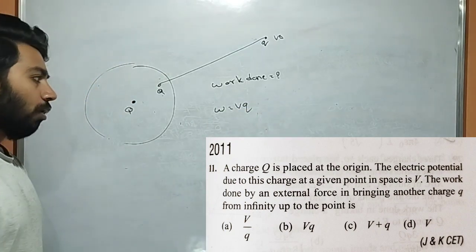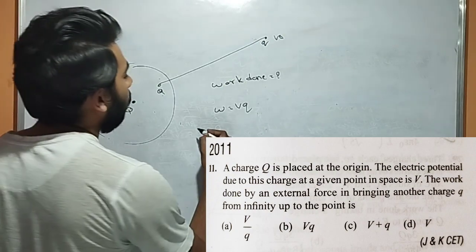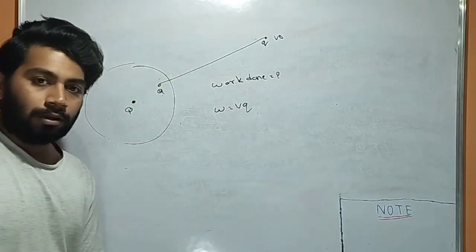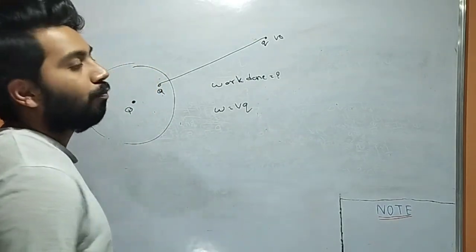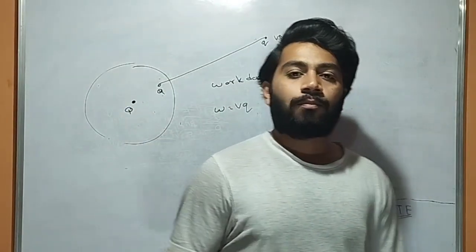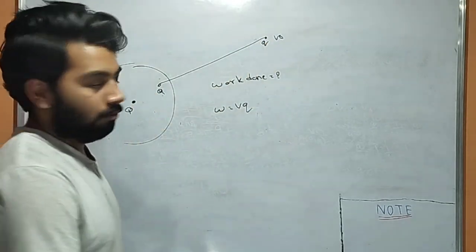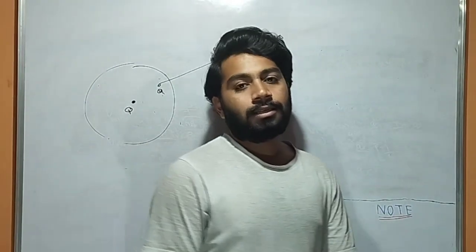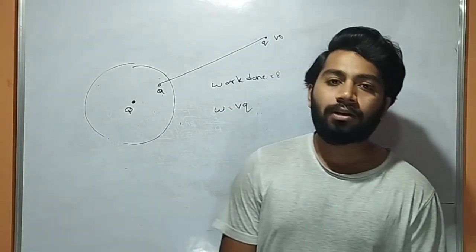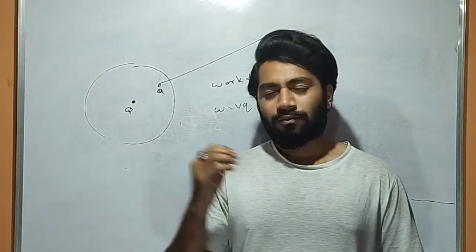this one. But also, you can solve this another way. The work done is equal to potential into charge. The work done is the amount of potential energy required to bring a charge from infinity to a point in the field. This is a very easy and very fundamental problem. The definition you need to remember, dead easy.